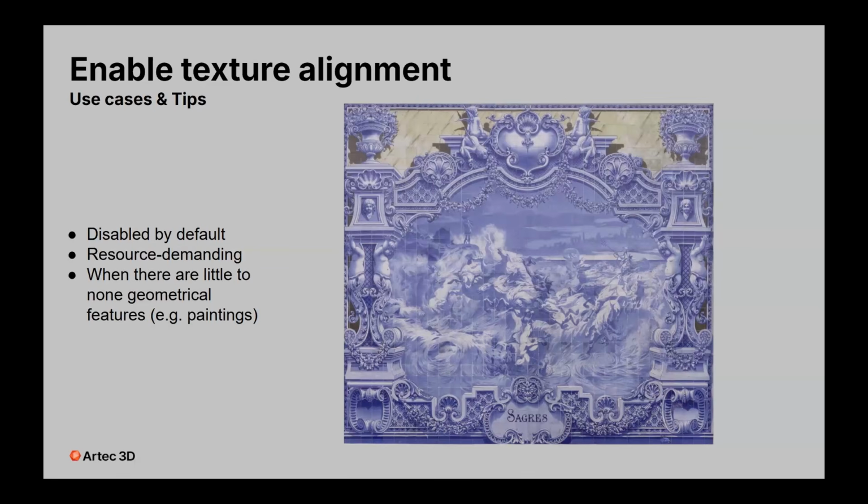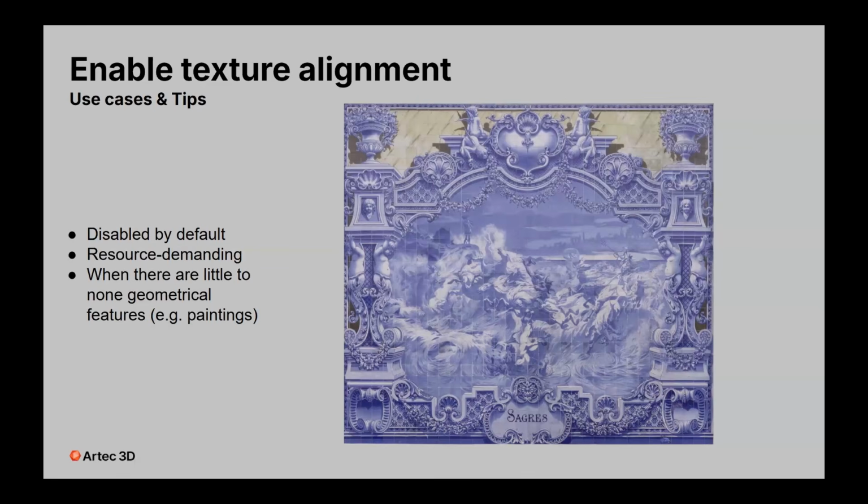But sometimes there are very rare occasions when you're scanning, let's say, a painting or a mosaic, as you could see right here on the image, where there is little to none reference geometry. So if you look at the geometry, you might have just a square, let's say. And of course, even if you set the points manually, the alignment might not be that precise because there are no geometry features. And here is where the texture alignment comes to rescue. We can enable it.